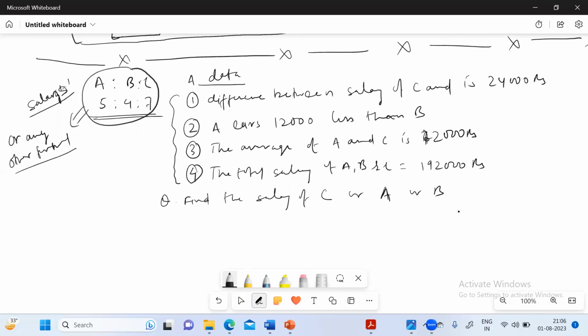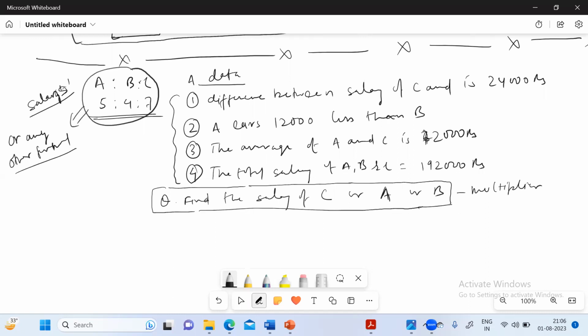Okay. So what the question is, is not very important here, because whatever they are asking, you can only tell if you know the multiplier. So the hidden question is: find the multiplier. So all these questions will be based on finding the multiplier.